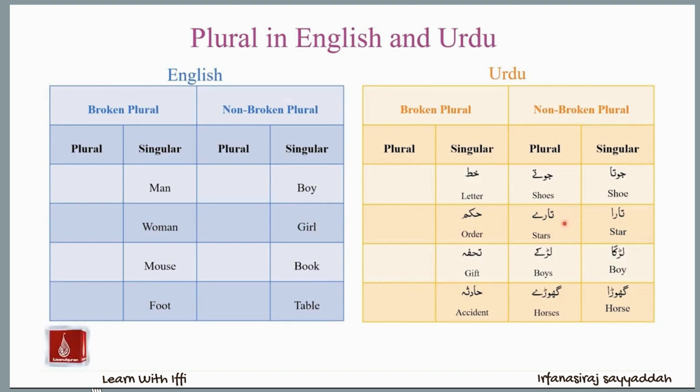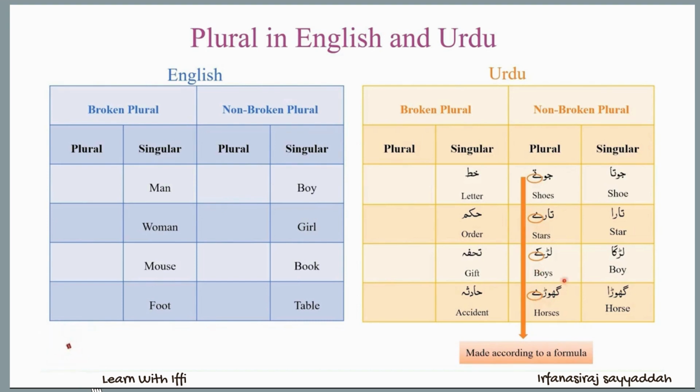Jute, tare, ladke, ghode. If we pay attention here, there appears to be a consistency between these plural words. There appears to be a pattern in which these plural words are made, meaning that they appear to be made according to a formula. There is something being added at the end of each word to make the plural version, meaning likely there is the presence of a formula.